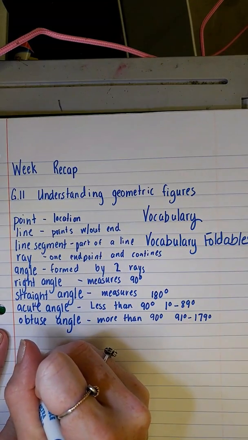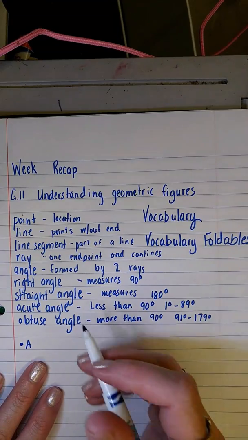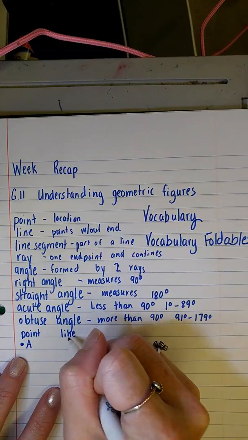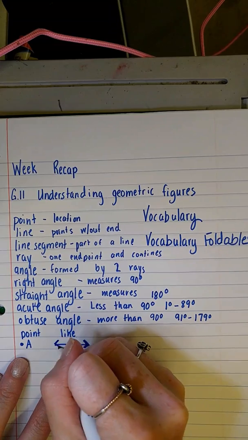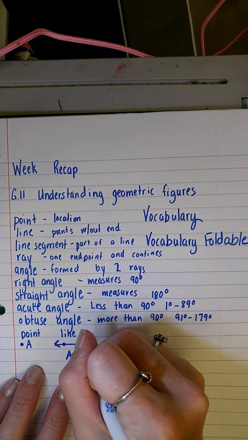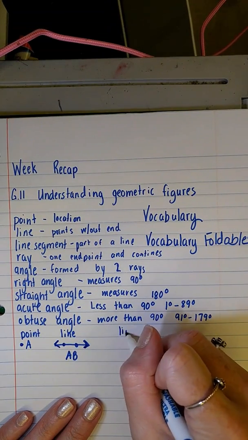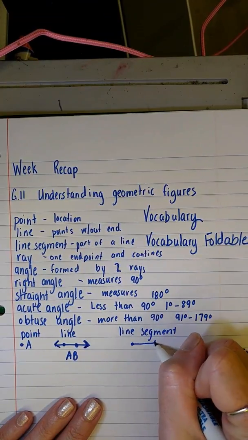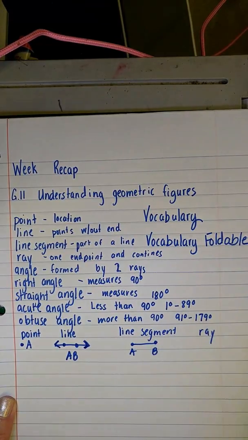So we know a point literally looks like a period or a point, and it's always labeled by its letters. A line, so I'm going to write point here, that's that. A line looks like a line with two arrows, and it's labeled by all its letters. So for example, if it's line AB, that's what it would look like, AB. A line segment is part of a line, which would be like this. It'd be the part without the arrows. A, B.